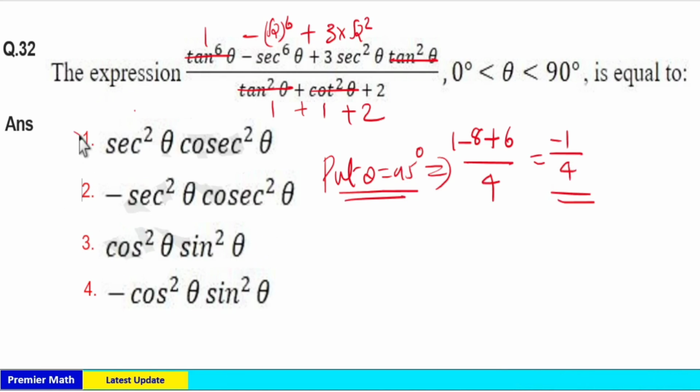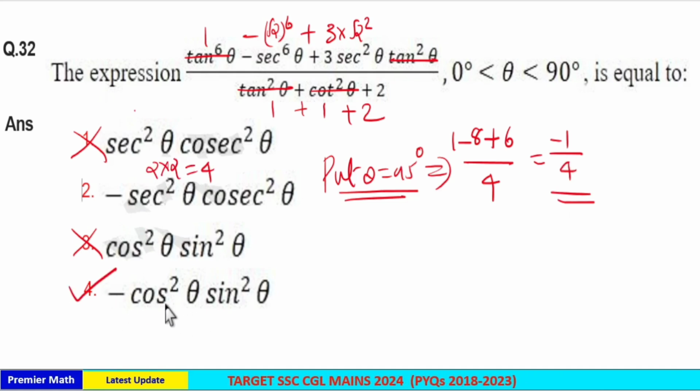as your answer. So you can eliminate option 1 and 3 because there is no minus in these expressions. So sec square theta means sec 45 is root 2. So root 2 square into root 2 square is 2 into 2, 4. So this is minus 4. We need minus 1 by 4. So option 4 is your answer.